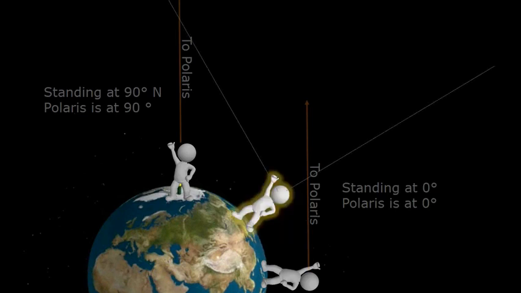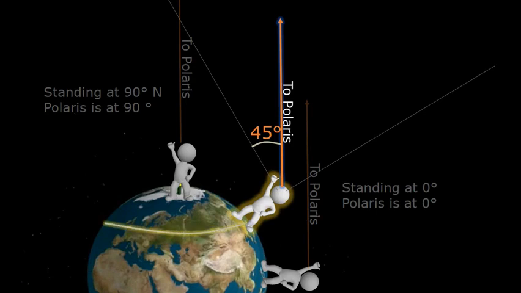which means anywhere in between, like this person here, they don't look up above their head to see Polaris. They don't look straight ahead to see Polaris. They're going to look up at an angle of 45 degrees, which means if you look up to see Polaris at 45 degrees, you know where you are on the Earth. You're at 45 degrees north latitude.